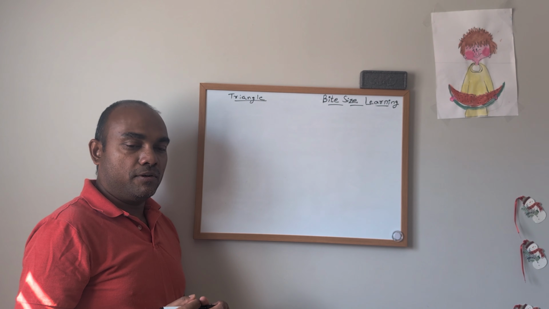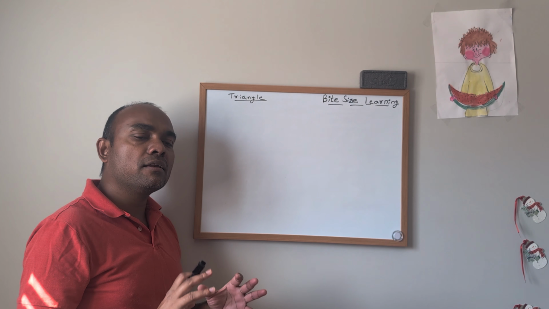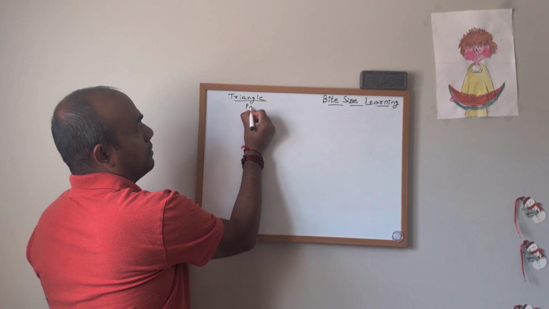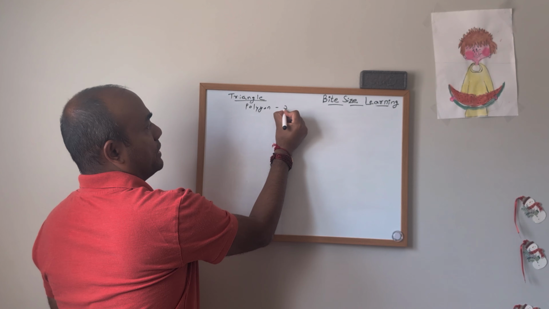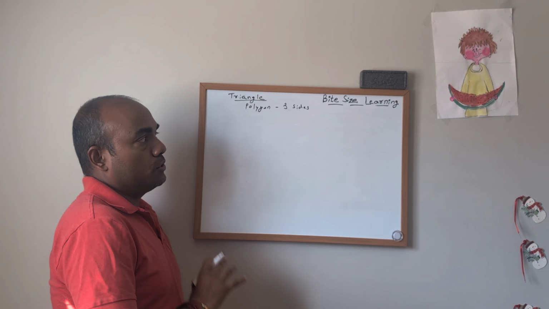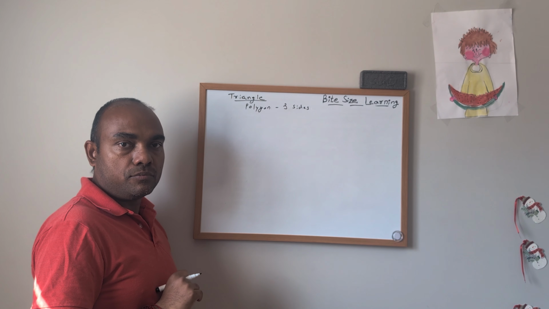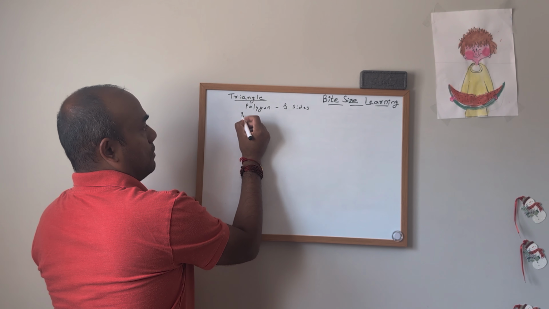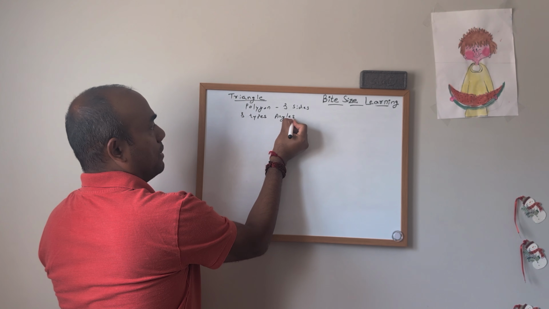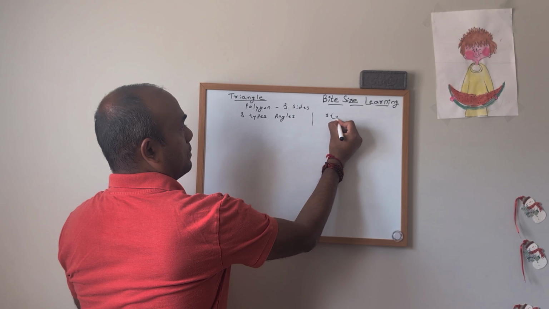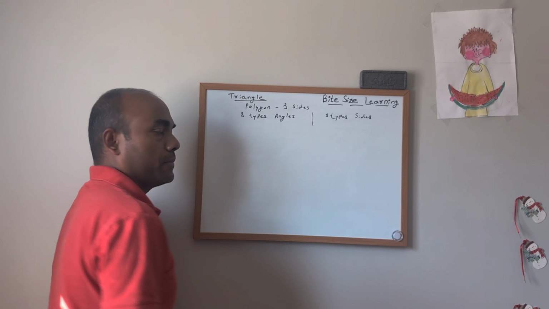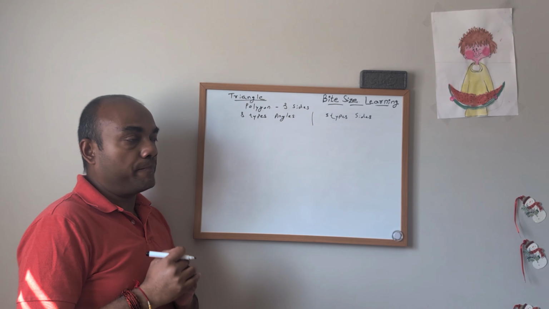Today's topic is triangle. I will try to explain it in very simple terms. A triangle is a polygon with three sides. There are six types of triangle. Three types are based on angles, and the other three types are based on sides. I will discuss all six types of triangles today.